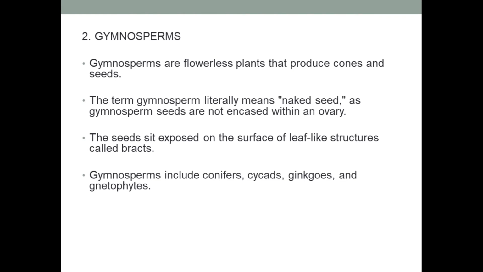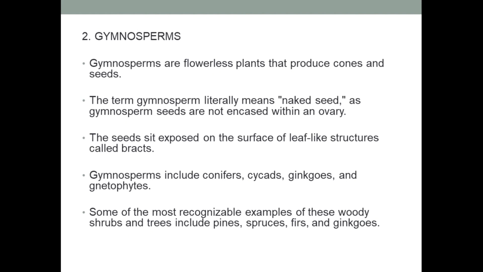And gymnosperms include conifers, ginkgos, etc. And some of the most common examples are woody plants such as pine trees. I believe we all know what the fruit or what the seed of a pine tree looks like. That is a very good example of a gymnosperm.